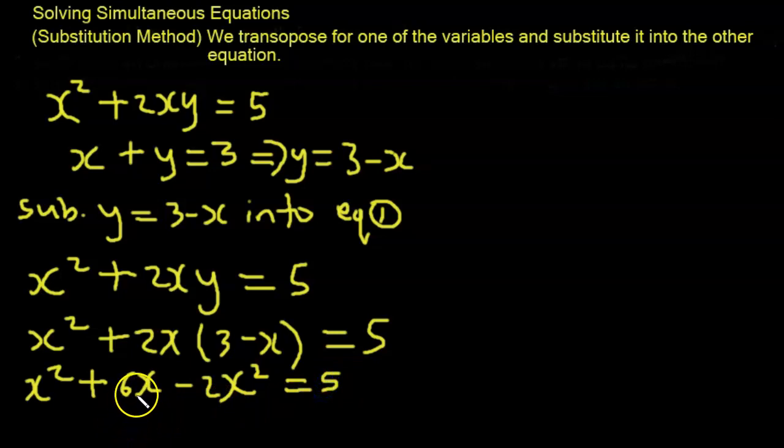And here we can group. So this is 1x squared. Don't forget x squared is 1x squared. So we have 1x squared minus 2x squared. That's minus 1x squared. And we have positive 6x. And we have, well, equal to 5.